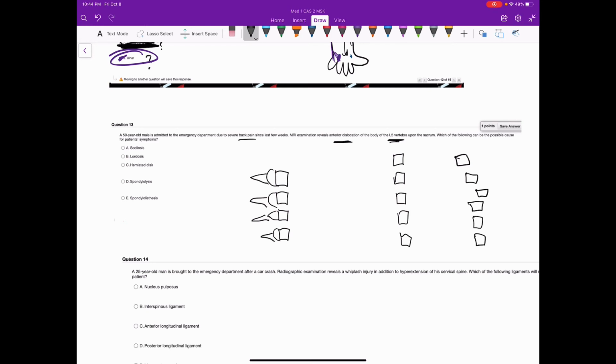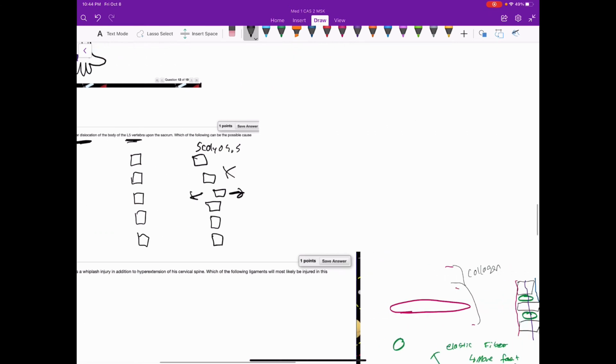So, scoliosis, and then it says anterior dislocation. So this is like a lateral or a medial dislocation, right? So scoliosis would not be right because it's got to be anterior. So scoliosis is wrong. Now, what's lordosis? Well, lordosis and kyphosis kind of go together. So let me just talk about that.